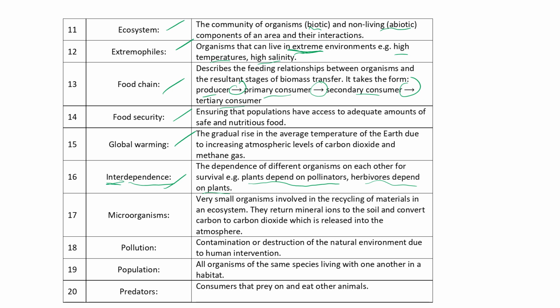Very small organisms involved in recycling materials in an ecosystem. Okay, we talked about those as decomposers before. They return mineral ions to the soil and convert carbon to carbon dioxide, which is released into the atmosphere. Microorganisms.